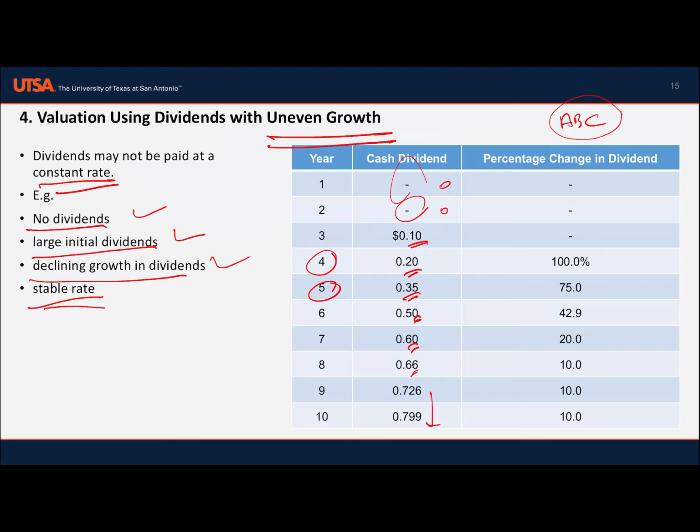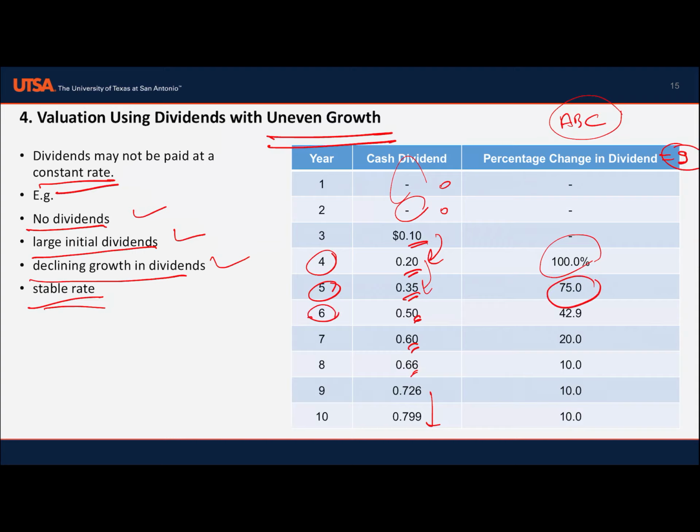When you look at the percentage change in dividends, which is the growth rate, you see the growth rate of dividends is from 10 cents to 20 cents, which is 100%. For the 5th year, you look at the 4th year dividend and the 5th year dividend and find the percentage increase, which is 75%.